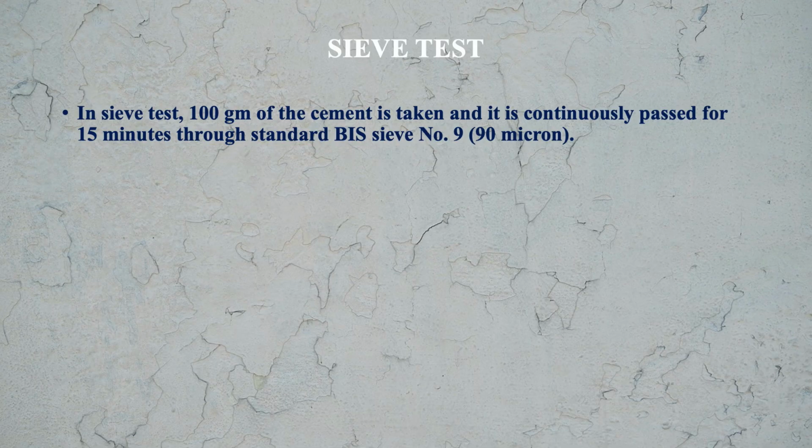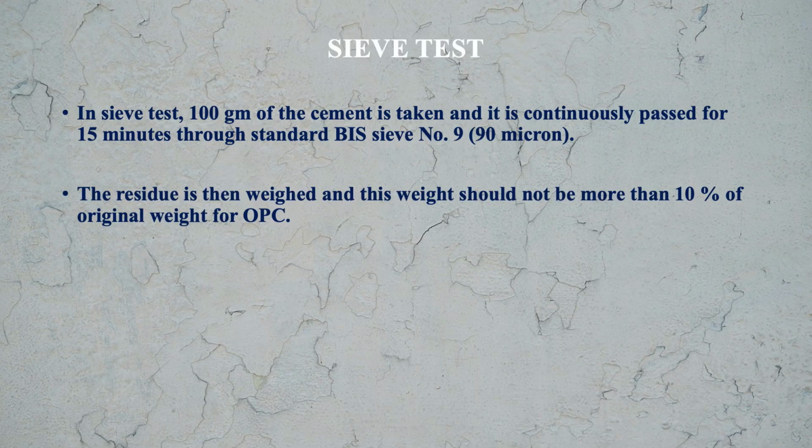In the sieve test, basically, we take 100 gram of the cement and it is continuously passed for 15 minutes through standard BIS sieve number 9, which is basically a 90 micron sieve. Then the residue is weighed, and this weight should not be more than 10% of the original weight of the ordinary Portland cement. So this is the requirement of the code.